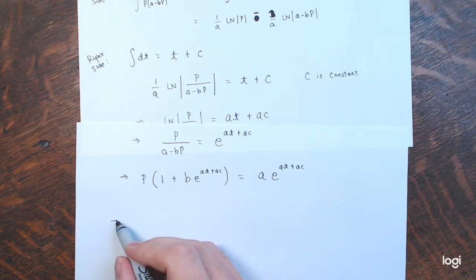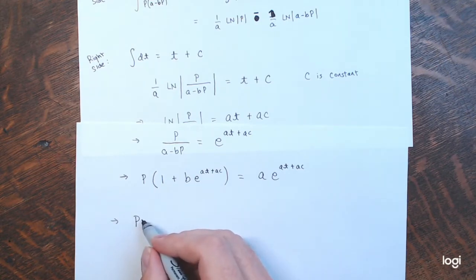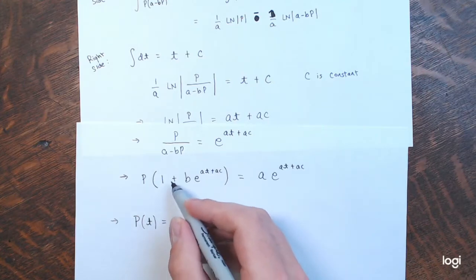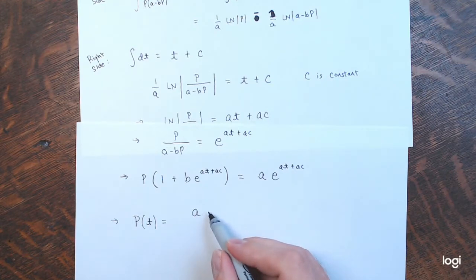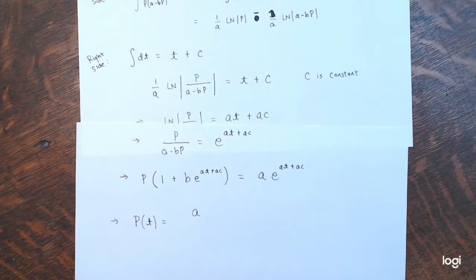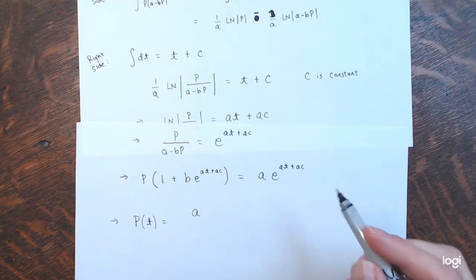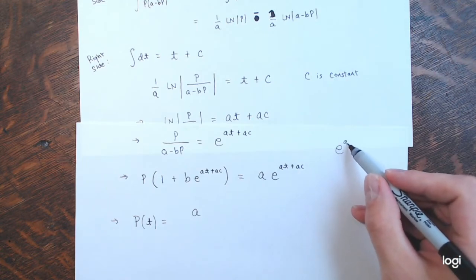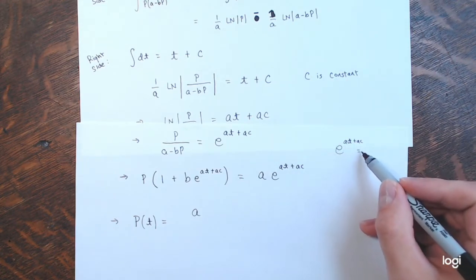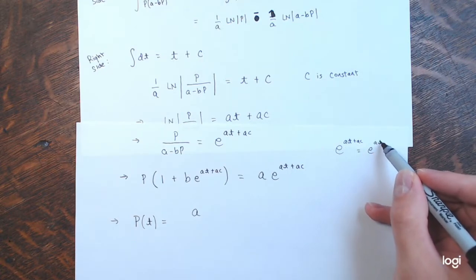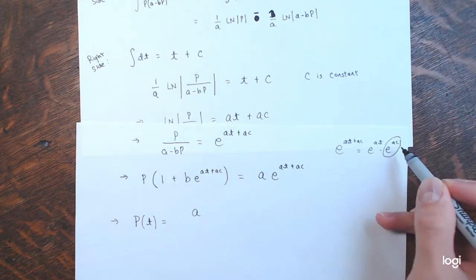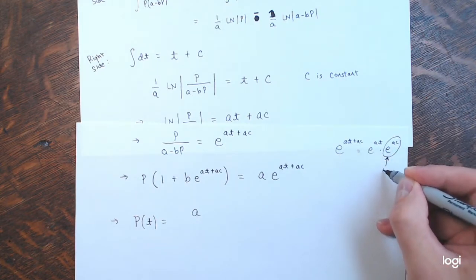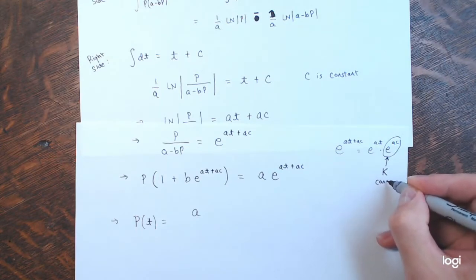All right. So p of t, when I finally solve for p here, I'm dividing by this. P of t equals a times, now here's where I'm going to kind of fudge with this a bit, e to the at plus ac, that's e to the at times e to the ac, and all of these, e and a and c, are constants. So I'm just going to call that k, for constant k.